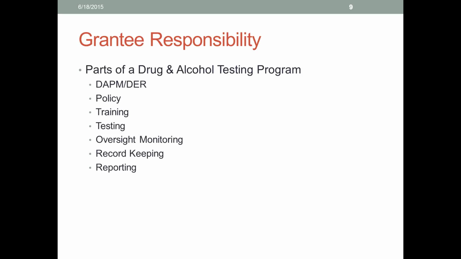Subrecipients are required to report back up the food chain to us and then to a Drug and Alcohol Management Information System website all of the activity for their drug and alcohol testing program for the given year. So you have to know what those are as well.